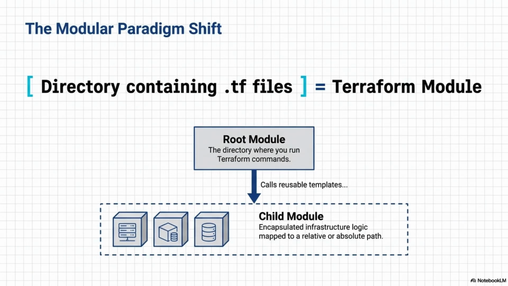There are 2 types. The root module is where you run your Terraform commands, your entry point. The child module is a separate directory that encapsulates a specific piece of infrastructure logic. Your root module calls it, it does its job, it reports back. Think of it like functions in programming. Write the logic once, call it wherever you need it, pass in what changes. That's the modular paradigm shift.